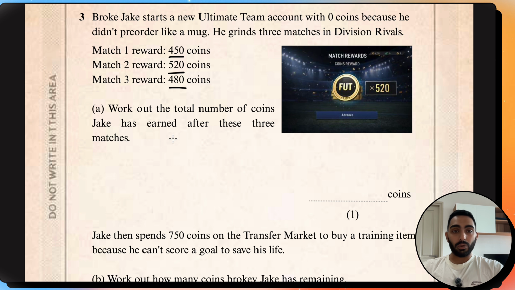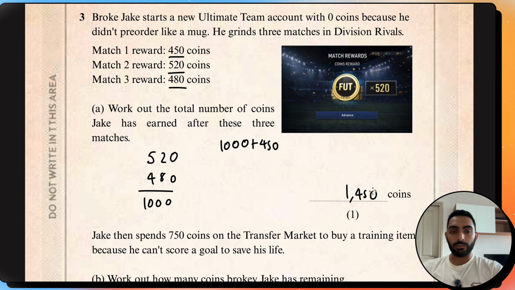We just need to add up all of these numbers. And I can see quite an easy little trick here. If I've got 520, add 480. 52 add 48 is going to be 100. And that'll just make it a little bit easier. That bit is going to be 1,000, and then I just need to add on this 450. 1,000 plus 450, which would be 1,450.